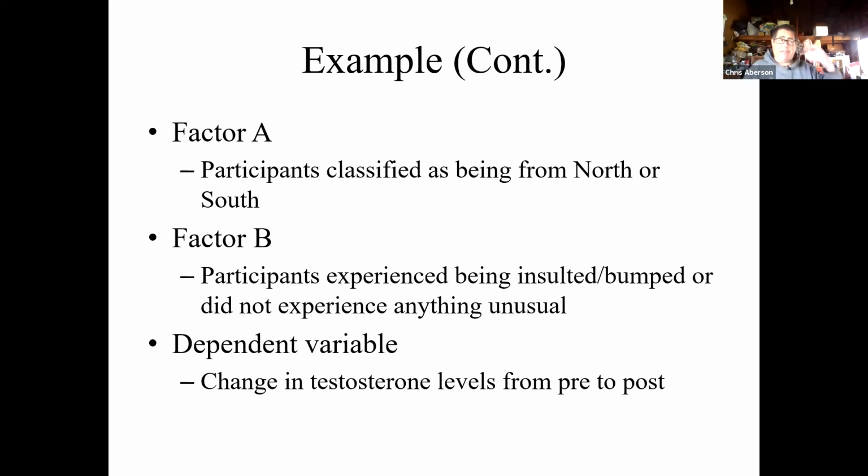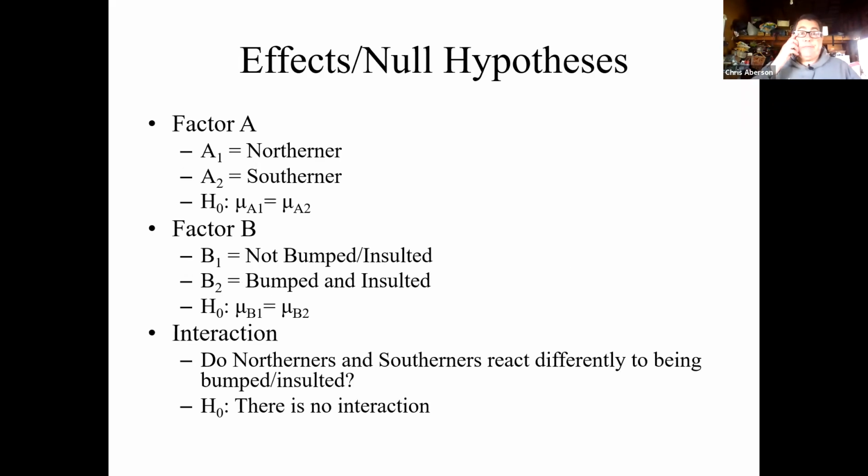And we'll see that there's actually other ways to analyze these sort of pre-post data. As always with statistics, there's multiple ways to do things. So you can see the null hypotheses. Northerners and Southerners show the same level, so the same increase in testosterone. Factor B, bumped and insulted. I'm sorry, I didn't explain the second factor. I'll just explain the experimental setting, and it'll make more sense then.